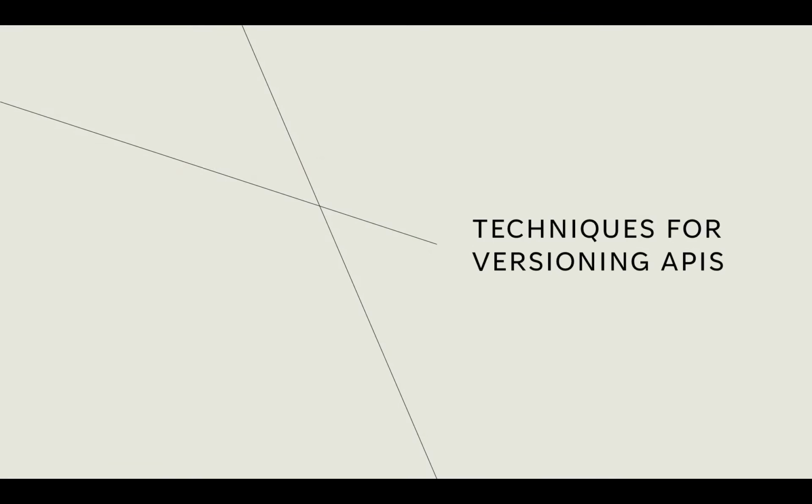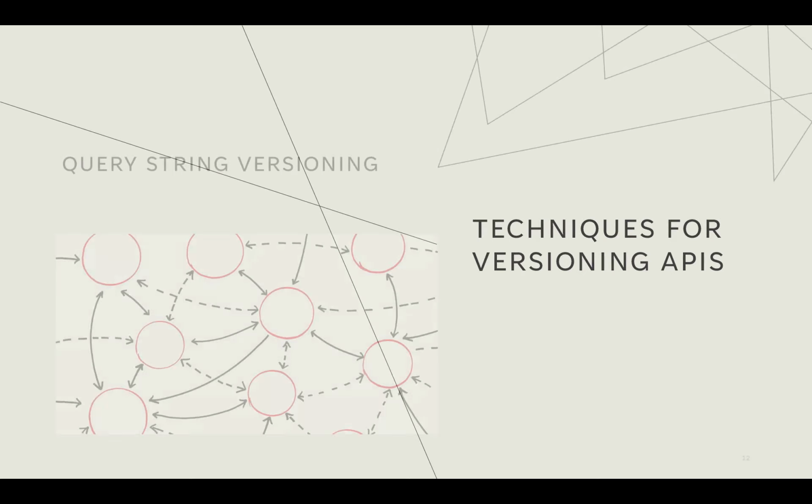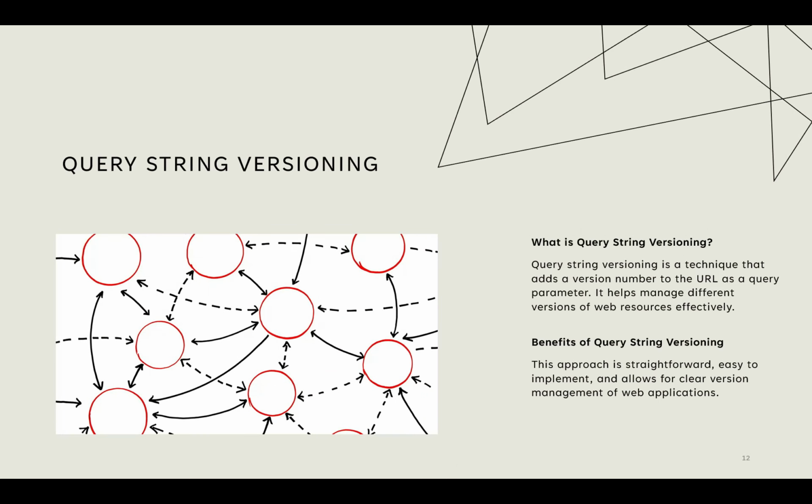There are several techniques available for API versioning, each with its own advantages and trade-offs. Understanding these techniques will help you choose the best approach for your application. One common technique is query string versioning, where the version number is included as a query parameter in the URL. This approach is straightforward and easy to implement.